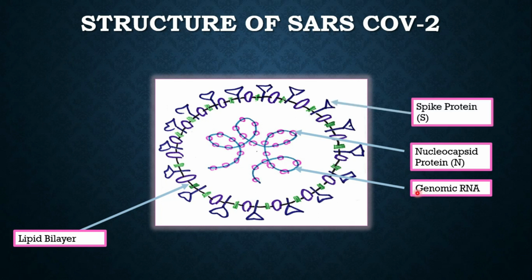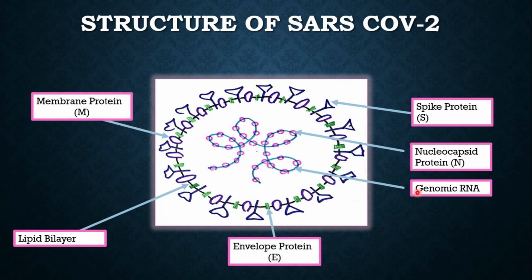The next protein is the spike protein, denoted by S. Spike protein functions in facilitating virus attachment to ACE2 receptors present on the host cell and helps in fusing the virus with the membrane of the host cell or the human cell. The third protein is the membrane protein, denoted by M, which is responsible for shaping the virion. And the last protein is the envelope protein, denoted by E, which is responsible for virion assembly and its release.